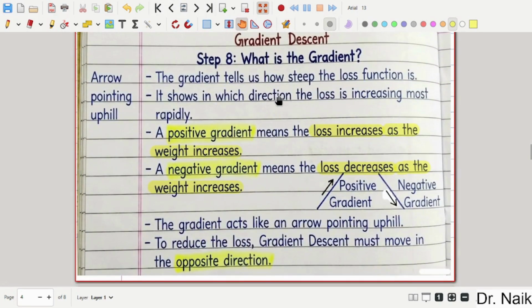What is gradient? The gradient tells us how steep the loss function is. It shows in which direction the loss is increasing most rapidly.